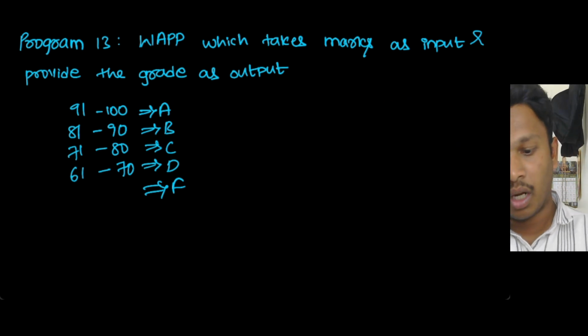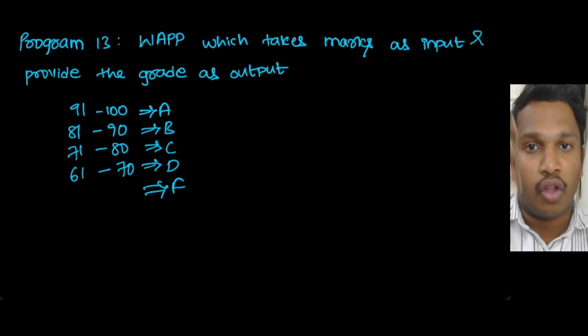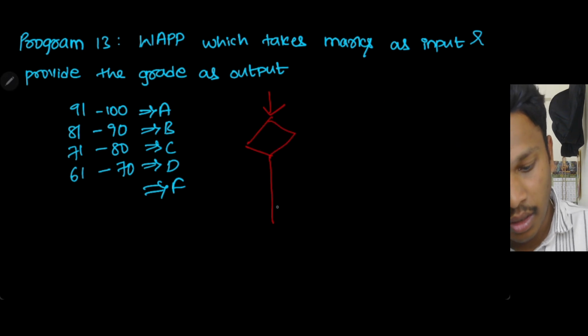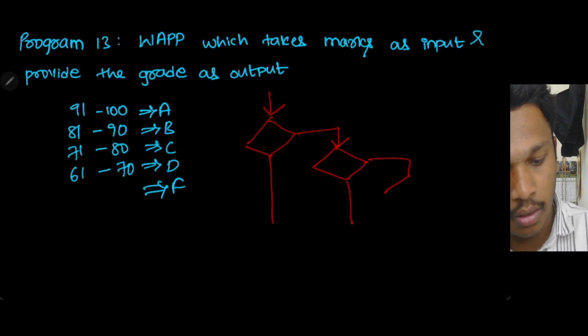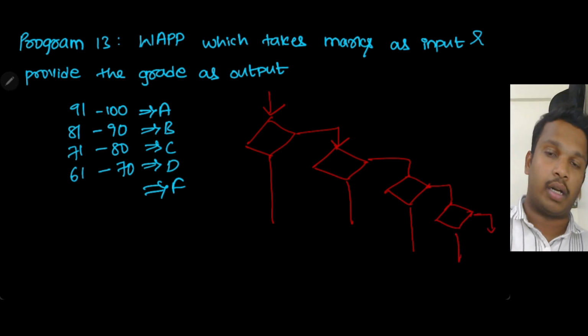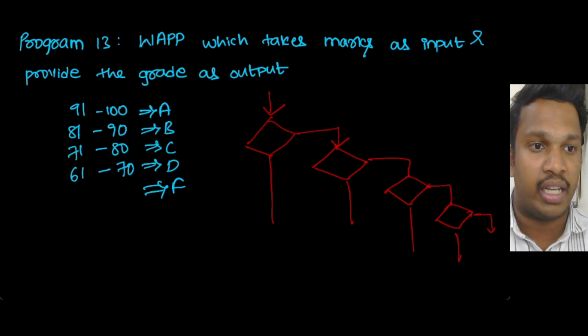Now, first, how to solve? Divide the question based on the conditions. I guess everyone remembers this picture: like this, we have a ladder of conditions. This is known as the else if ladder. Now, how do we differentiate between A category, B category, C category and D category?